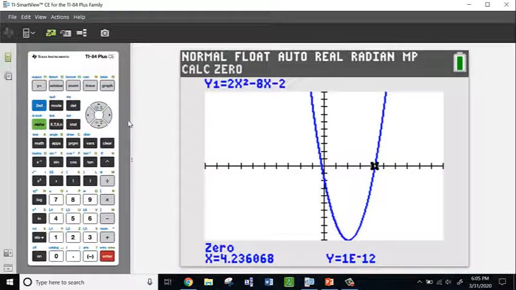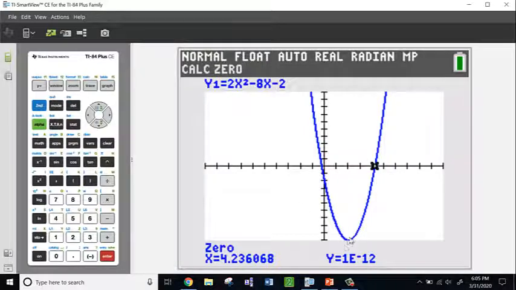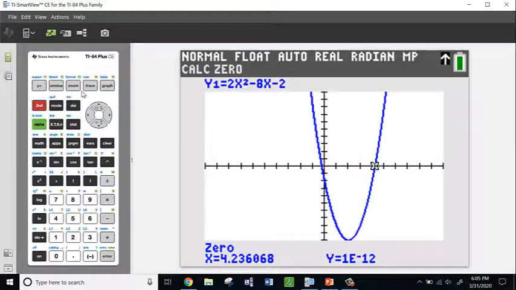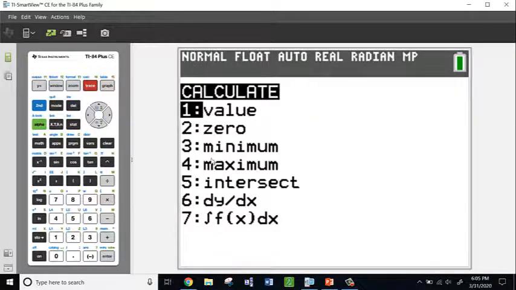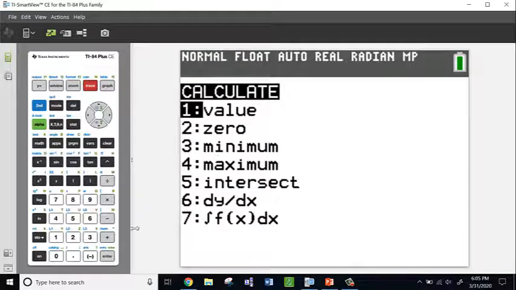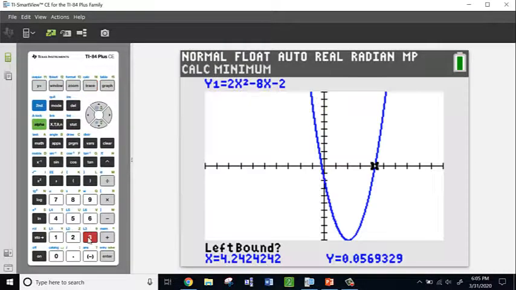All right. Now let's talk about the vertex. You can see the vertex is somewhere down here. Maybe it's at 2. We're not really sure. So I'm going to go ahead and hit second, trace. And again, this is a minimum because my graph is opening upward, which means it's concave up. So there is a low spot. So I'm going to click 3.